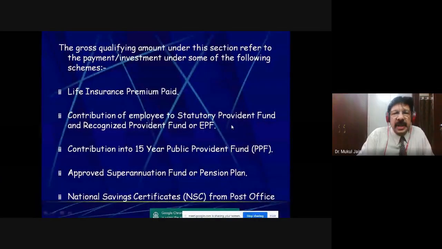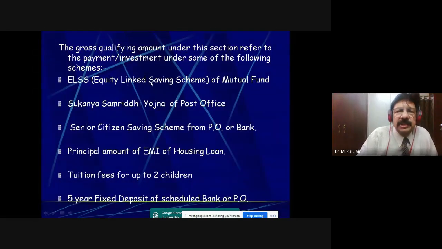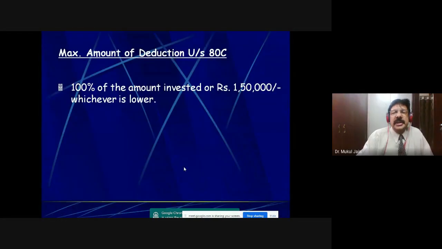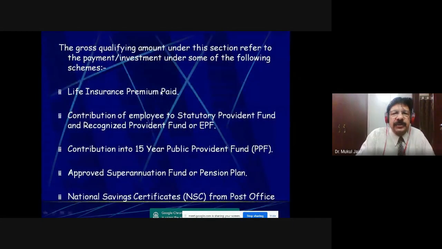Okay, so life insurance premium, EPF contributions, PPF contributions, pension plan contribution, NSC investment, ELSS investment of mutual fund, Sukanya Samriddhi Yojana of post office, senior citizen savings scheme of post office, principal amount of EMI of housing loan, tuition fees for up to 2 children, and 5-year fixed deposit of scheduled bank or post office come under section 80C. And the maximum amount which you can invest is 1,50,000. So you can invest 1,50,000 in any one of them or in combination of any of them.